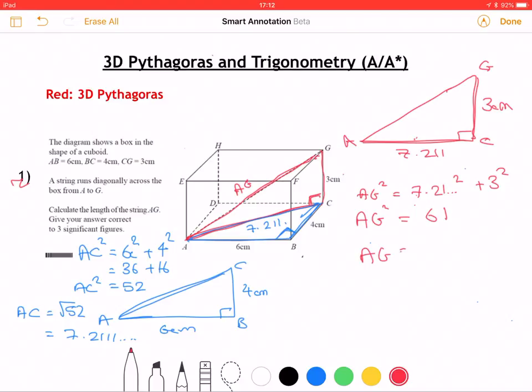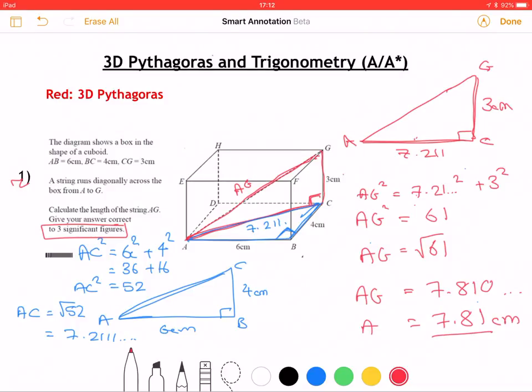So AG is equal to the square root of 61, which is 7.810 and so on, and so it wanted it to 3 significant figures, so round to 7.81 centimeters, and that's the length of the string AG.